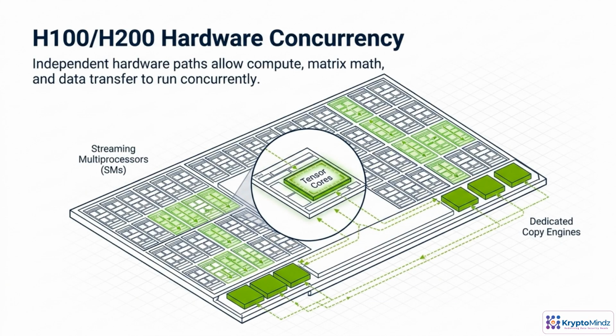H100 and H200 achieve their speed not just through raw FLOPS, but through doing many things at once. Streaming multiprocessors handle general compute, tensor cores accelerate dense matrix math, and separate copy engines move data in and out of memory. Because these paths are largely independent, the GPU can overlap data transfers, matrix multiplies, and other operations. When your code and input pipeline are written to exploit this concurrency, you keep the chip busy and dramatically increase end-to-end throughput.